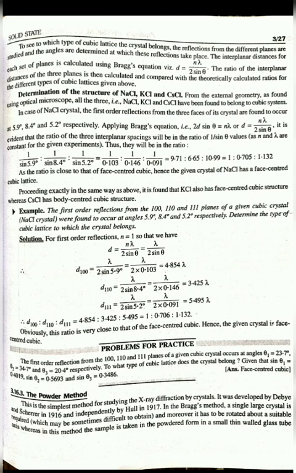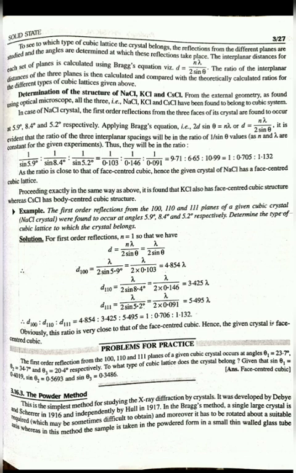In case of NaCl crystal, the first order reflections from three faces of its crystal are found to occur at 5.9 degrees, 8.4 degrees and 5.2 degrees respectively. Applying Bragg's equation, that is 2d sin theta is equal to n lambda, or d is equal to n lambda upon 2 sin theta, it is evident that the ratio of the three interplanar spacings will be in the ratio of 1 by sin theta values, as n and lambda are constant for the given experiments.